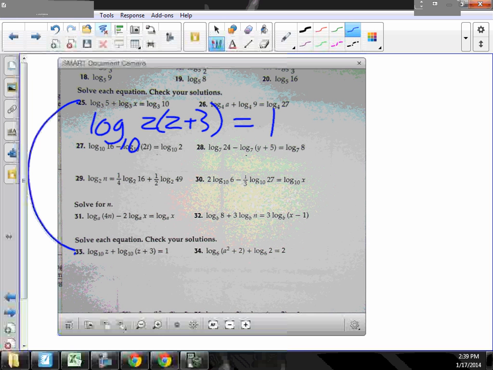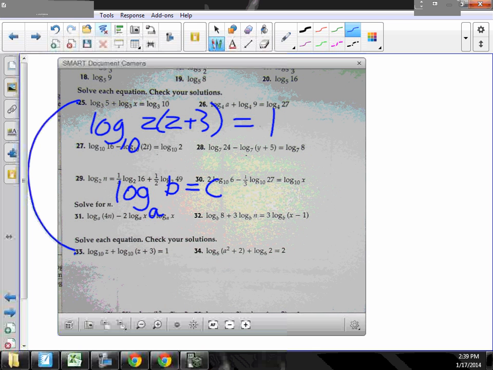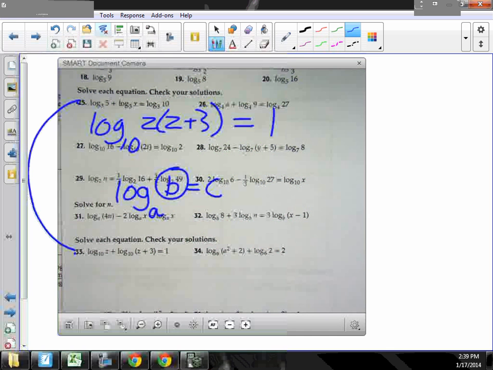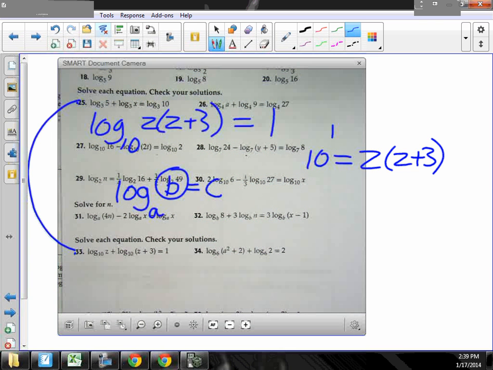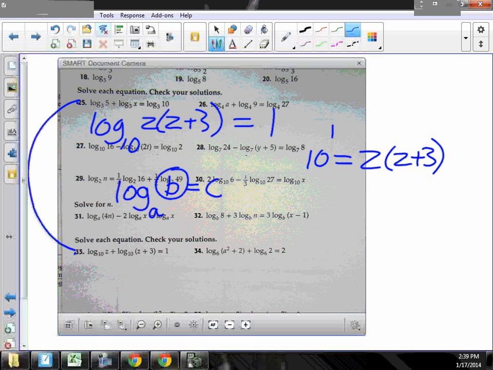10 to the first, right? Remember back when I said log base A of B equals C? Well, if B is unknown, what's our strategy? Convert it to exponent. So converting this to exponent, I get 10 to the first equals z times z plus 3. So if you have logarithms on both sides, use the product rule and then drop the logs. If you have logarithms on one side, use the product or the quotient rule and then convert to exponent.